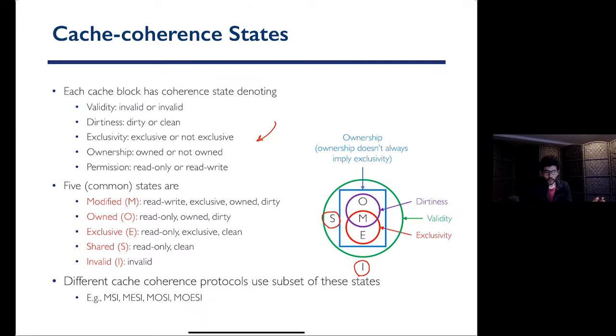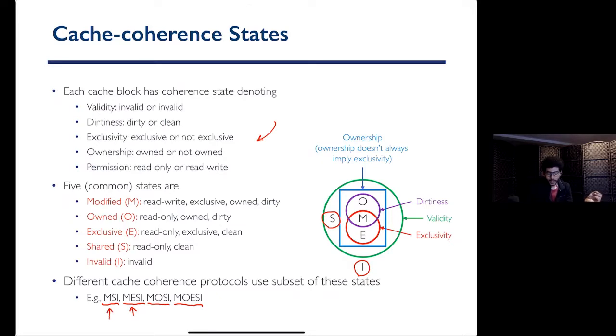So different protocols use different sets of these states. Not all protocols use all these states, and which states they use usually is an indicator of that protocol. For example, we have MSI or MESI or MOSI or MOESI. So each one of these indicates a different protocol. So the MESI protocol uses MESI states, and just with those states, it can implement cache coherency.